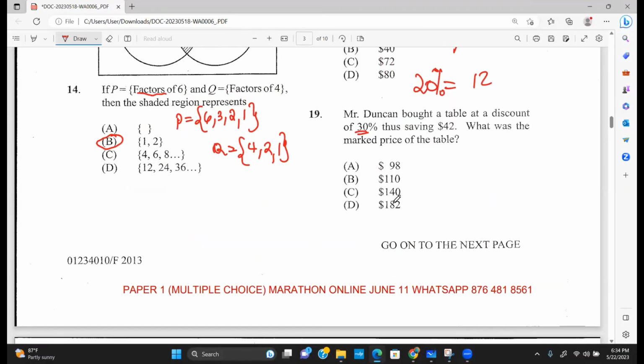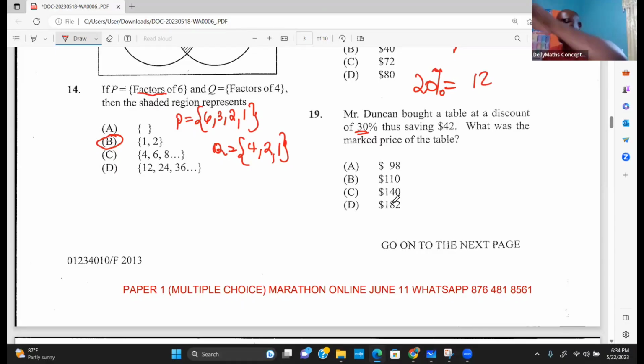All right. Number 19 says, Mr. Duncan bought a table at a discount of 30%, thus saving $42. Very nice question. So now, what was the mark price? That means what was the original price? Anybody want to work that one and tell me what to do? Come on, go. That's how long it takes to get it. Mark price. It's 140, sir.